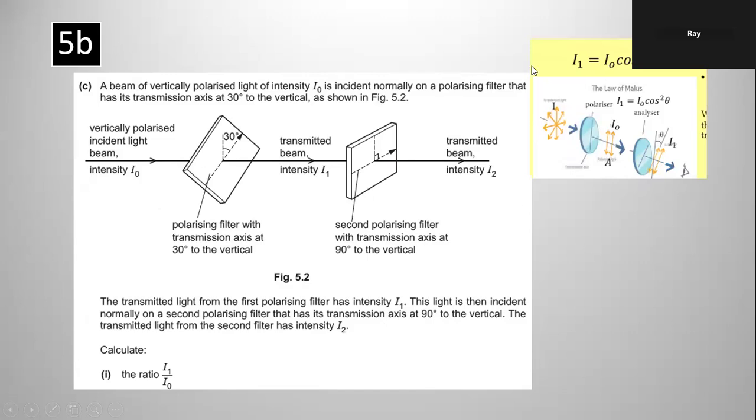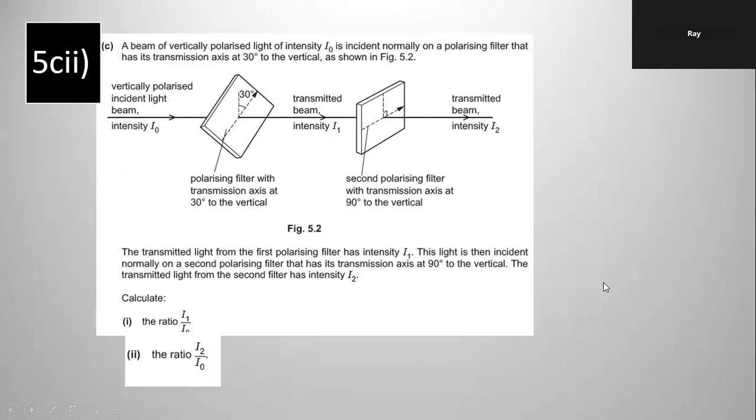So remember Malus's law. We are working with this one. You are not interested in the unpolarized light, only this part. So I naught, I1. Write the formula down. 0.75. Ratio of I2 to I naught.